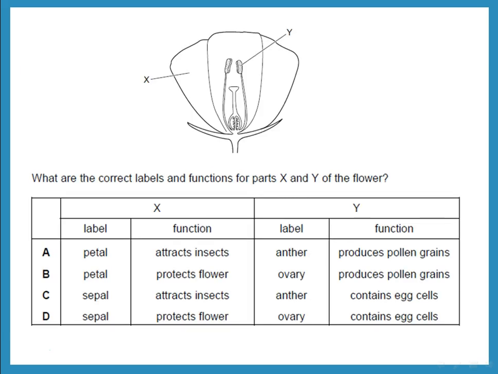Okay, what are the correct labels and functions for parts X and Y? So what is X and what is Y? You should remember, what is X? We said X is petal or sepal. X is petal. So my answer is A or B. Now, what's the function of the petal? We said the petal attracts insects. Now, what is Y? You should remember what is Y. Y is the anther, and the anther is the one that produces pollen grains, so my answer is A.